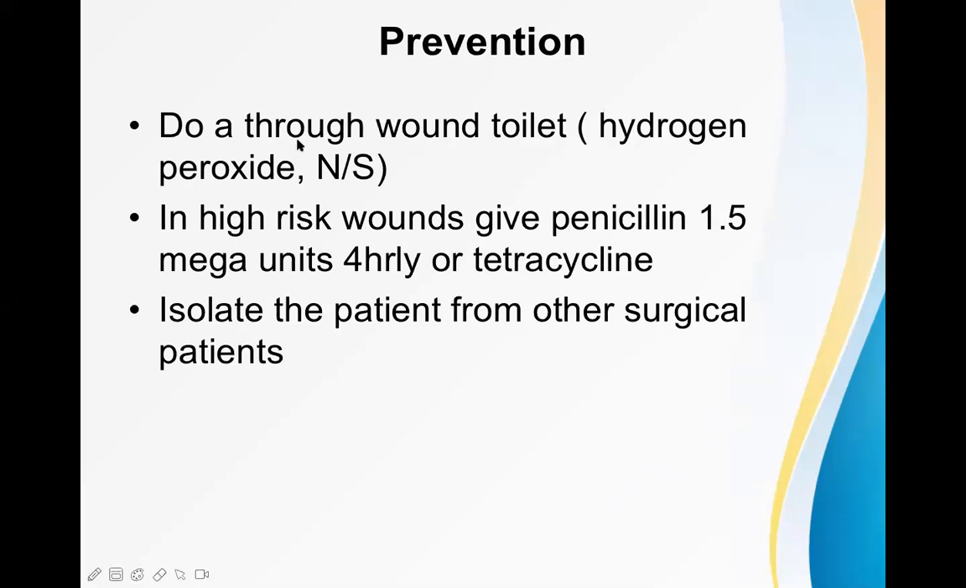Do a thorough wound toileting. Thorough wound toileting means extensive wound toileting or debridement is done if it is a bad looking wound, and that is done with hydrogen peroxide or normal saline. Hydrogen peroxide is a type of antiseptic solution, and with normal saline we flush that area. Even with tap water, it can be done in the beginning. So extensive wound toileting must be done.